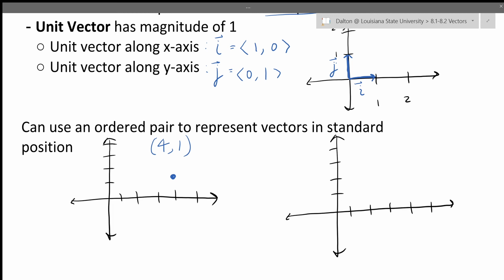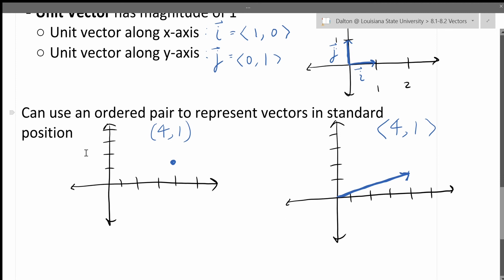If you're going to graph a vector that has this notation, <4, 1>, that means starting in standard position, it starts at the origin. We still go to the right 4 and then up 1, but the vector is the actual magnitude between those 2 points, the initial point and final point. So a minor detail in notation changes the picture drastically. Are we talking about just the point, or are we talking about the vector that starts at the origin and goes to that point?